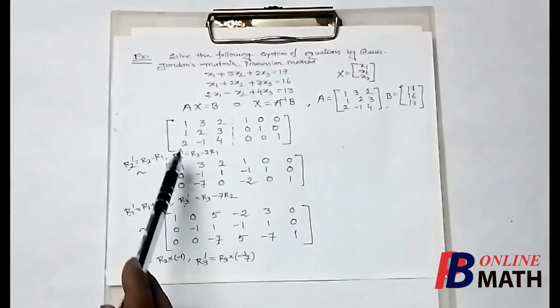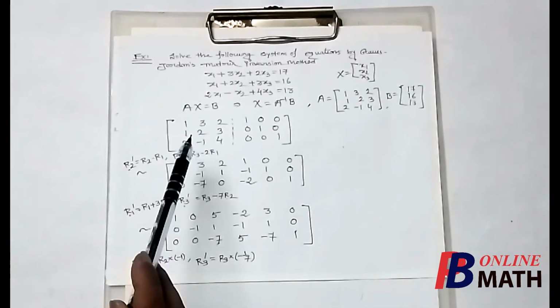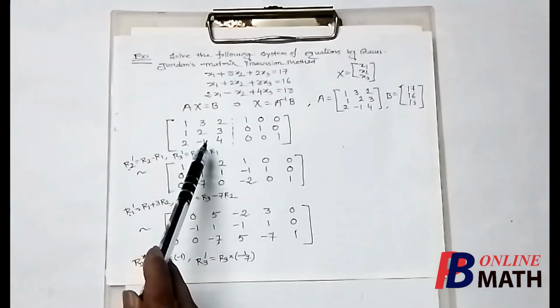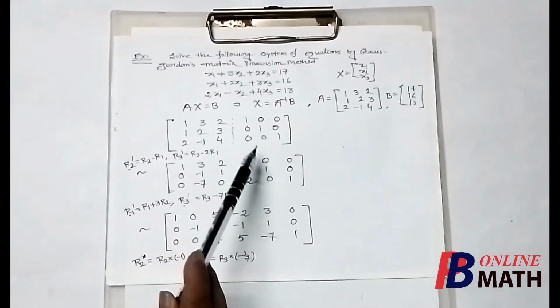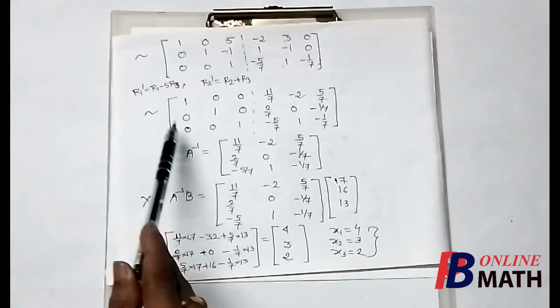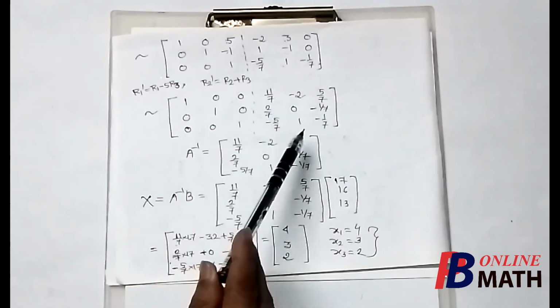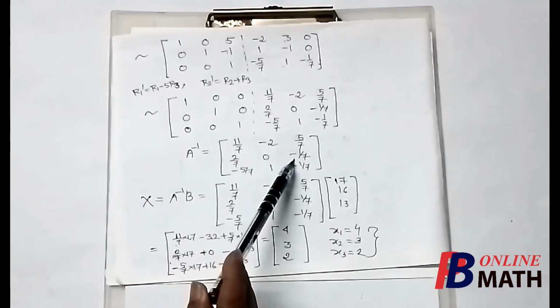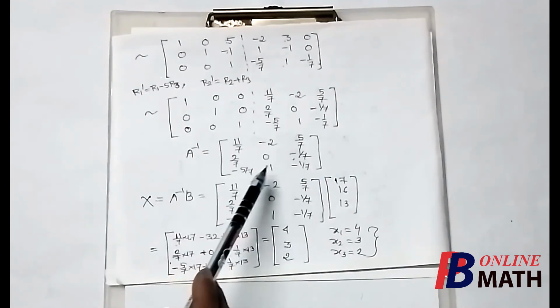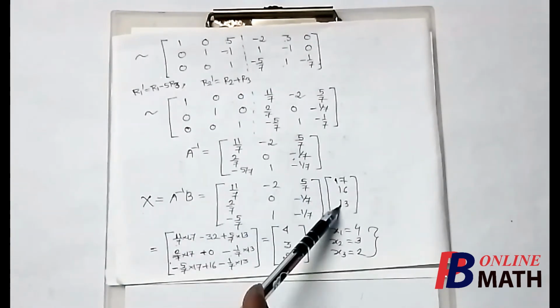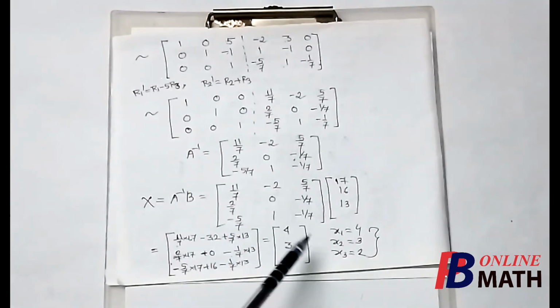So our target is to reduce this matrix to I3, and if we can reduce the matrix on the left hand side to I3, then the corresponding matrix on the right hand side will be the A inverse. So here we have reduced the left hand side to I3, so that this matrix is the required A inverse. So this is the A inverse matrix. So if A inverse is obtained, then we can easily solve x, that is equal to A inverse b. If we multiply the A inverse matrix to b, then we get 4, 3, 2. So x1 equal to 4, x2 equal to 3 and x3 equal to 2. So that completes the solution.